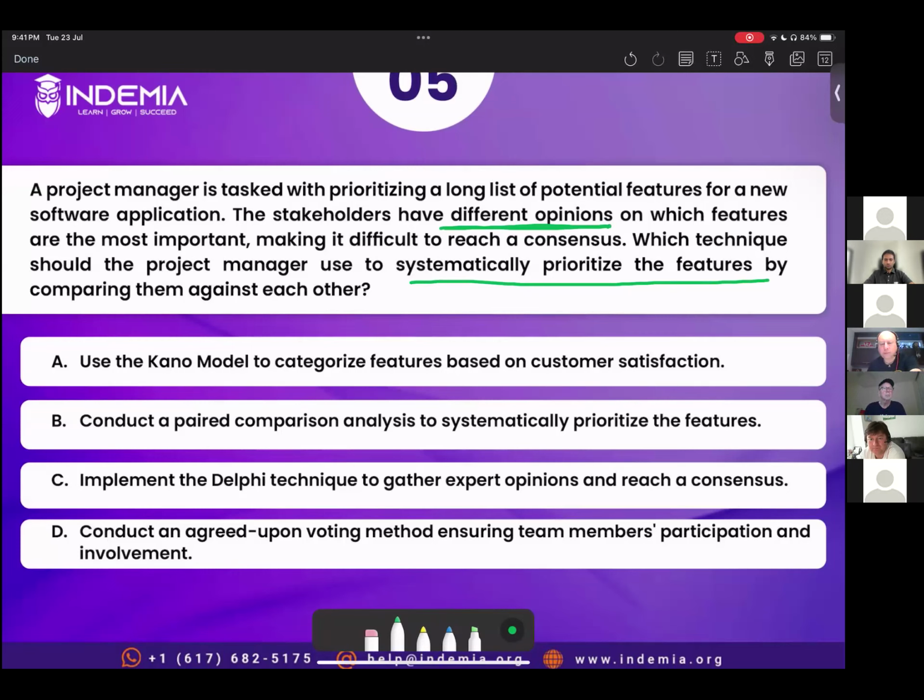Nikki, you have chosen option B. Yeah, I didn't think A because it says based on customer satisfaction, and they have different opinions on that, so I wasn't sure if that matched the keywords from the question. And I just didn't feel like having a meeting and voting on it was a solid way to choose the features. And I can't remember what the Delphi technique is. So I went with the comparison to prioritize the features, thinking that was what they had asked for.